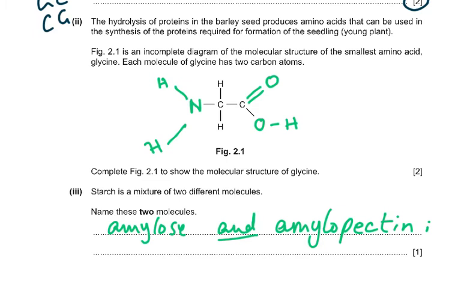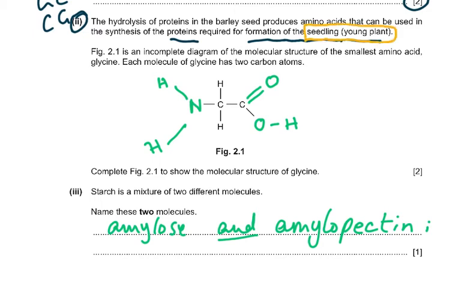Then coming to part 2. It says the hydrolysis of proteins in the barley seed produces amino acids that can be used in the synthesis of the proteins required for the formation of the seedling, or the young plant. Seedling, like duck, duckling, seedling. We must know. Some of you are a little weak in the English part of this, so please improve your English. That is one of the biggest problems that we face whenever we have students who struggle with the English part.